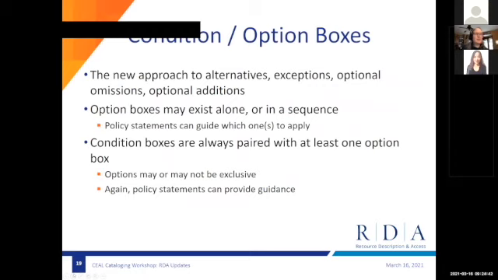Another aspect of element pages that I didn't show you in the previous screenshot is the condition and option boxes. This is the new toolkit's approach to alternatives, exceptions, optional omissions, and optional additions that we had in original RDA. The option boxes might exist alone, or they can be in a sequence, and policy statements can then guide you which ones to apply. Condition boxes, however, are always paired with at least one option box. And in both of these option box cases, they may or may not be exclusive, but they certainly could be. And policy statements can provide guidance about which ones you should or should not use. Next slide, please.